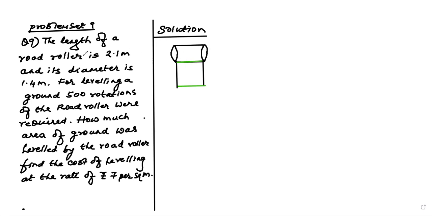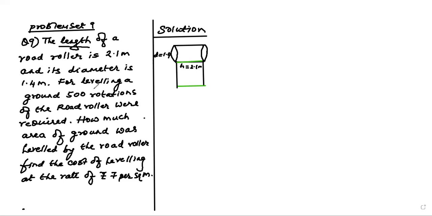See here, children, I told you, a road roller is a cylinder. The only thing is, the cylinder is kept horizontal. So when they use the word length, this length is nothing but the height of the cylinder. What is the height of the cylinder, children? 2.1 meter, okay? They have given the height. And its diameter. What is the diameter given to you, children? 1.4. So we can easily find the radius.